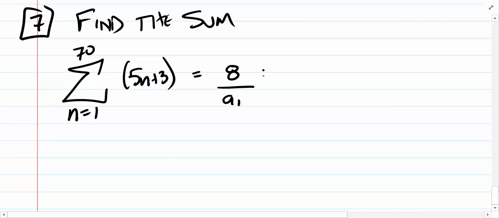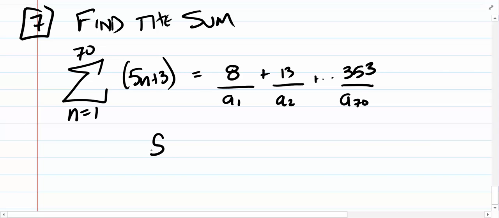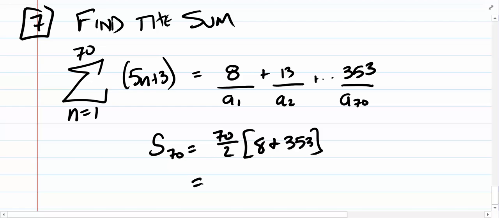Let's skip all the way up. Where am I stopping? 70, on the 70th term. And what is the 70th term of this thing? 353. Nice job. So what would that sum equal? Well, we want the sum of the first 70 terms. It would be 70 over 2 times the first term, which is 8, plus the last term, which is 353. So the sum of the first 70 terms would be 12,635. Oh, wait. Wow.